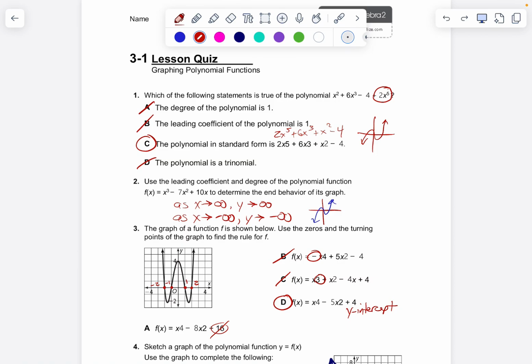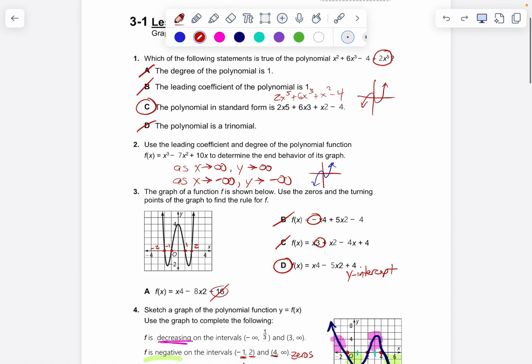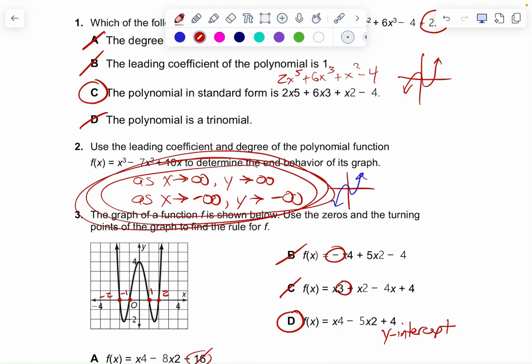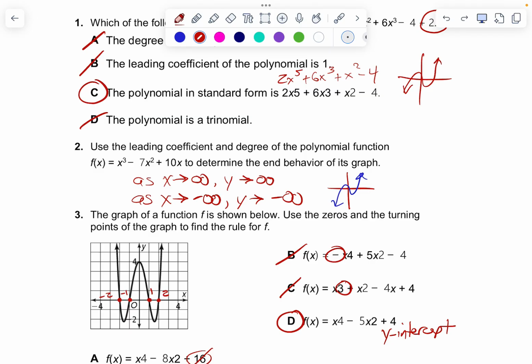Do you lose the point if you didn't write as x goes to infinity? Okay, on number 2, yeah, if you didn't write this, the whole problem is wrong. You get no credit, okay? That one is worth 2.